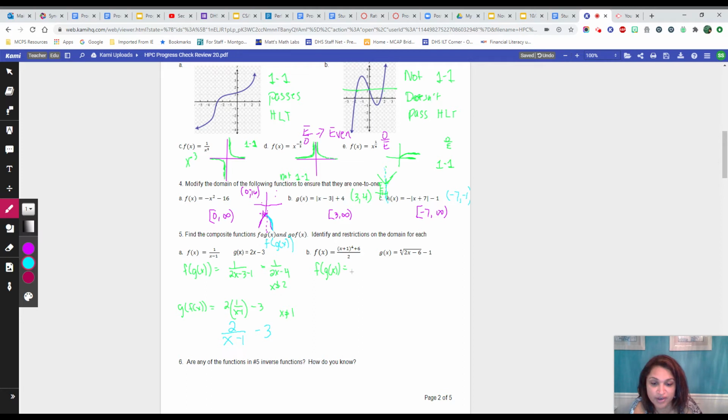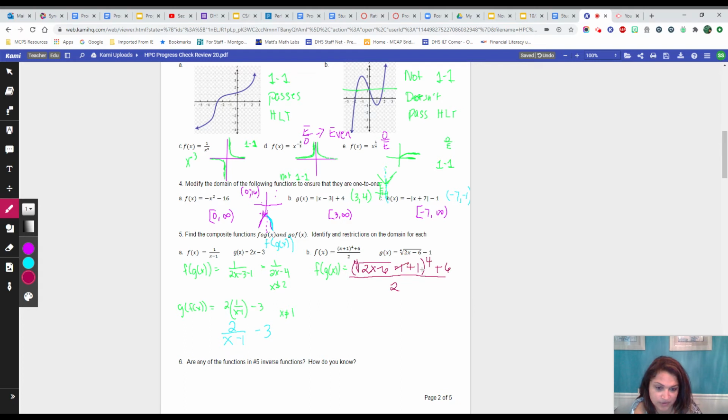Okay, so if I do f of g of x on this one, this is a little bit longer. So let me use this color over here. Let's do f of g of x. So I'm going to put this whole function g of x into this x. So I have the 4th root of 2x minus 6 minus 1, and then I have this plus 1 after that. And then take that to the 4th power, so 4th root. And then I have this plus 6 at the end. And I'm going to divide that by 2.